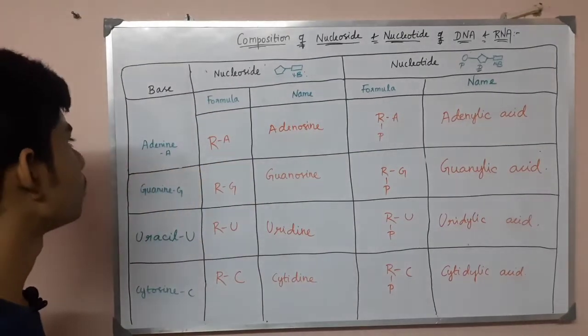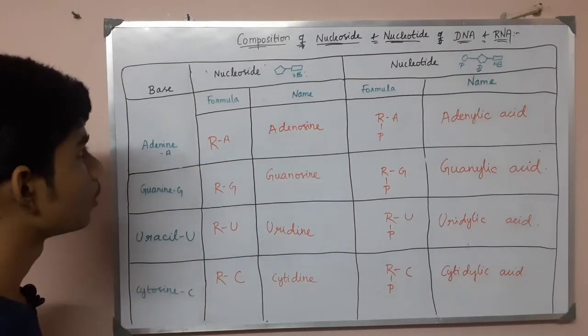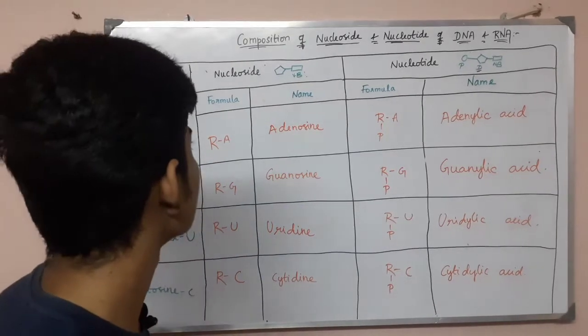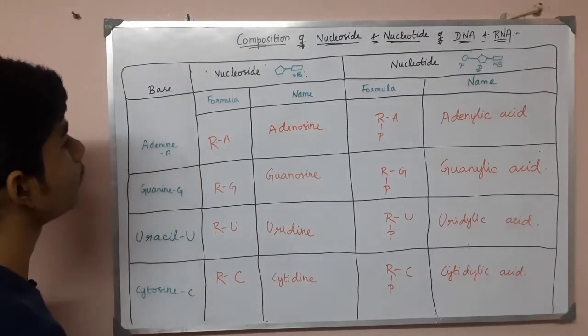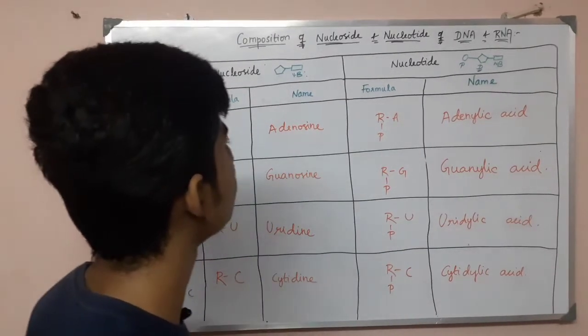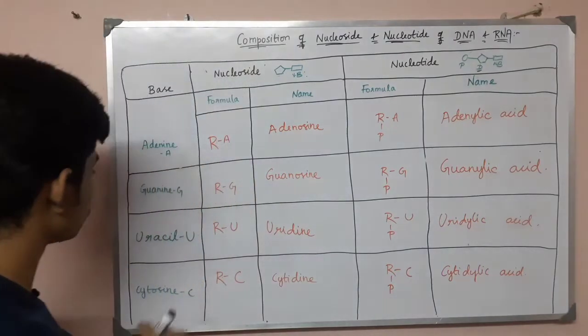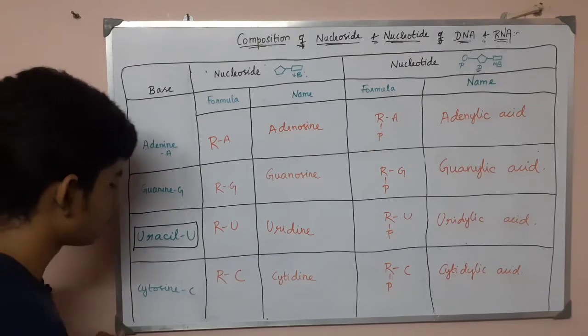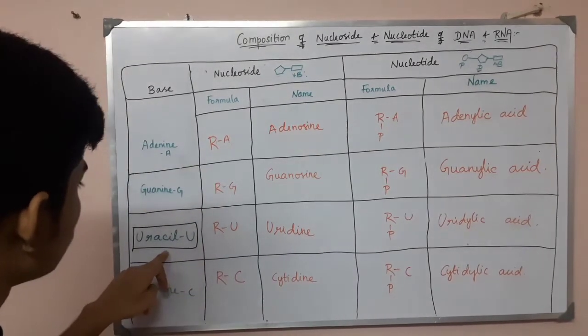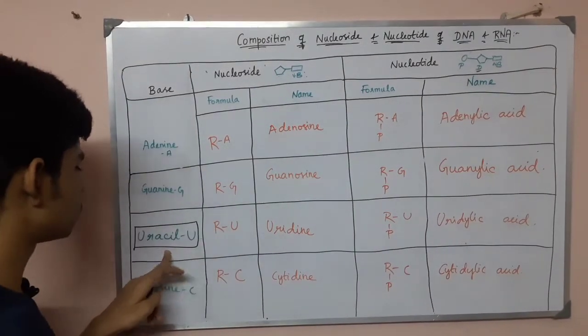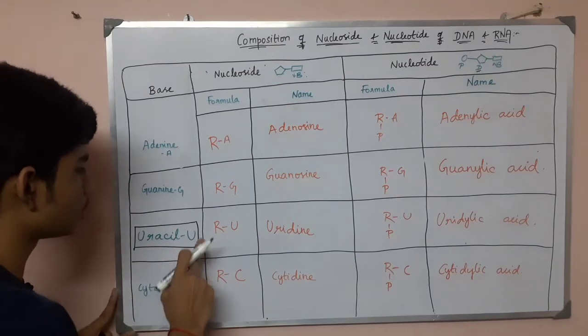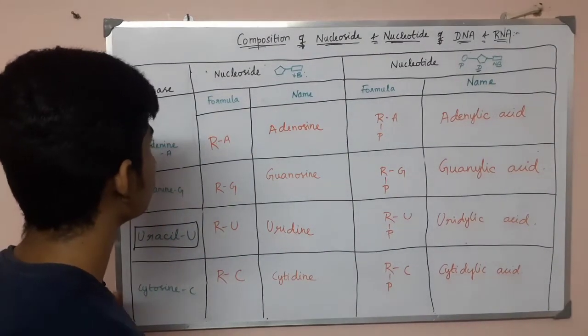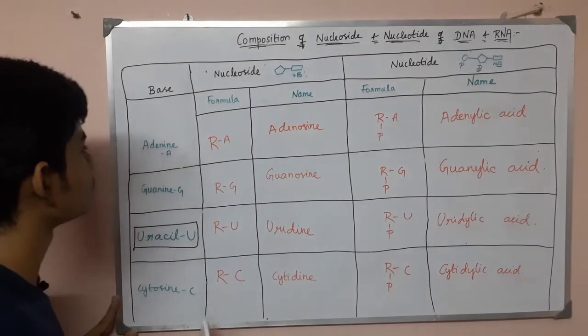Now let us see the components of RNA nucleosides and nucleotides. When involved in RNA nucleosides and nucleotides, uracil will be present instead of thymine. This is the more important thing: in RNA compounds, uracil must be present instead of thymine. So let's see the nucleoside compounds.